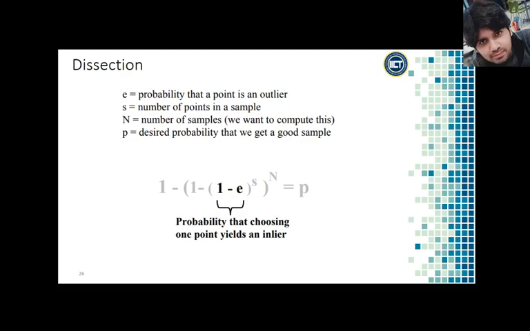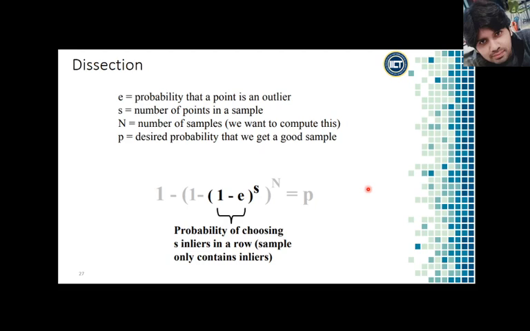Okay, so let's move on. Now we know what 1 minus e is. So let's see what 1 minus e to the s is. s is basically the number of points in a sample, and this expression shows that the probability that a sample of size s is all inliers is (1 minus e) to the power s. So 1 minus e shows the probability of being an inlier, and the power s shows that the particular sample of size s is all inliers. This is the representation of that.